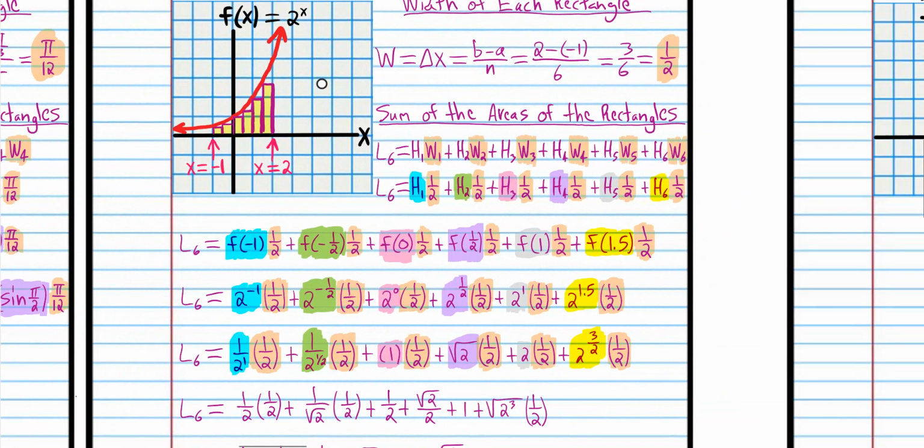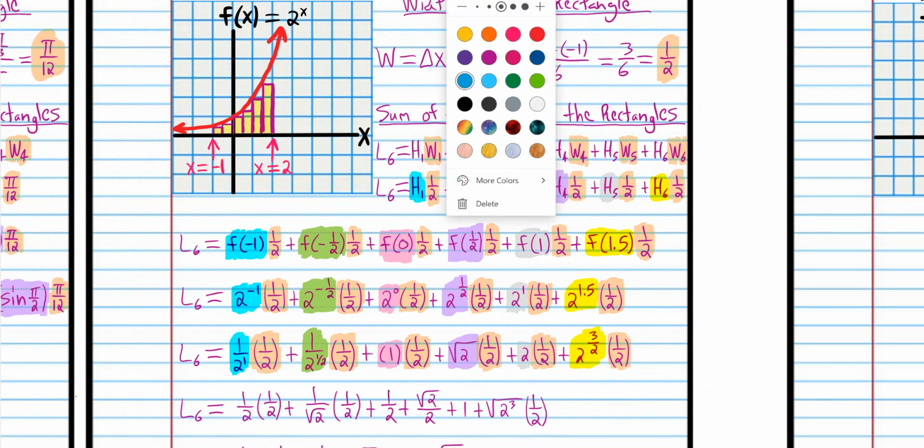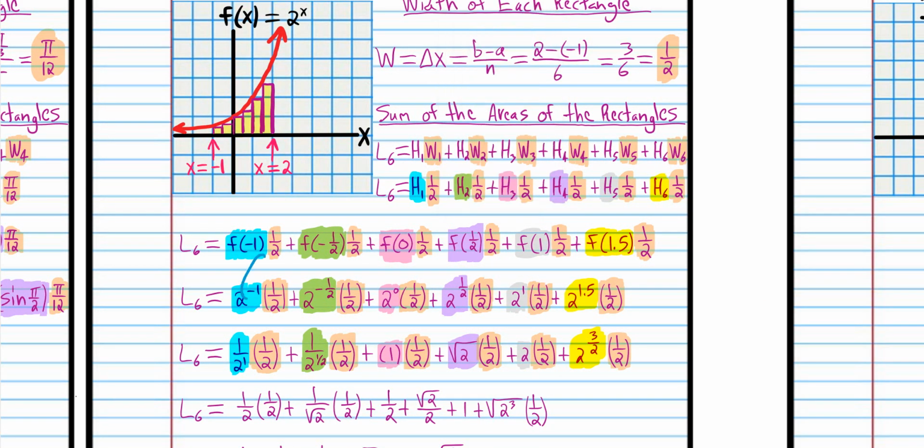So we plugged in -1, -1/2, 0, 1/2, 1, and 1.5. And of course, those are the heights. Then we multiply by the pale orange widths. So we have the area of the first rectangle, second rectangle, third, fourth, fifth, sixth.